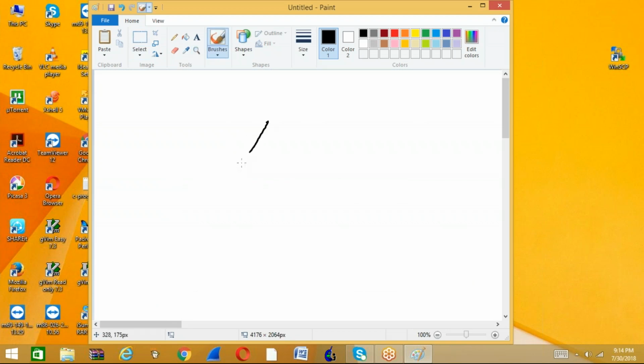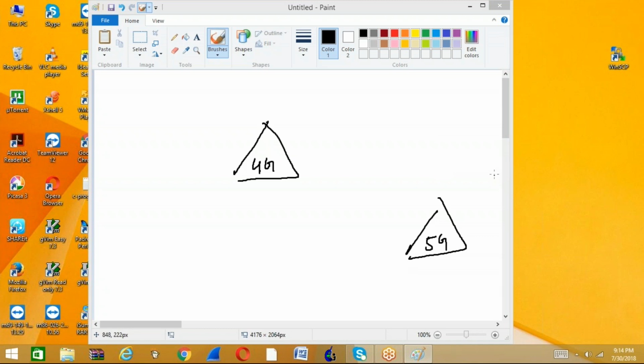So this is a 4G base station and this is a 5G base station.